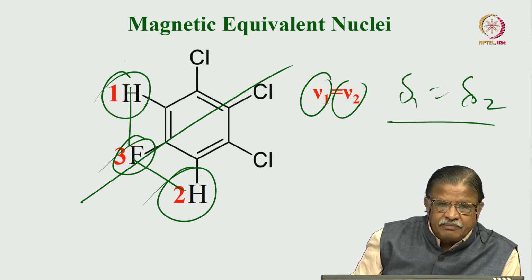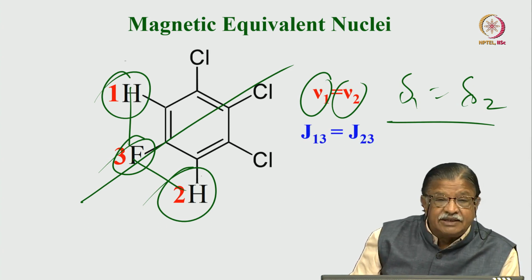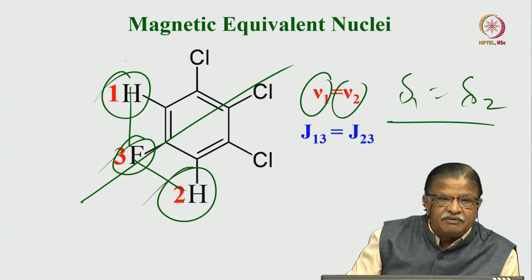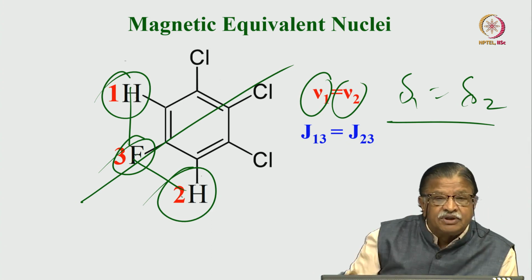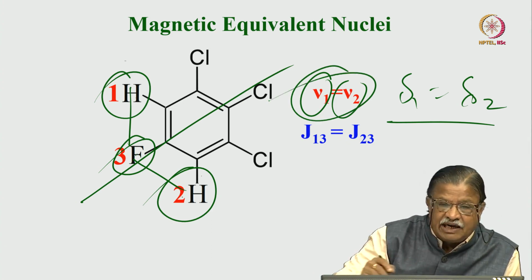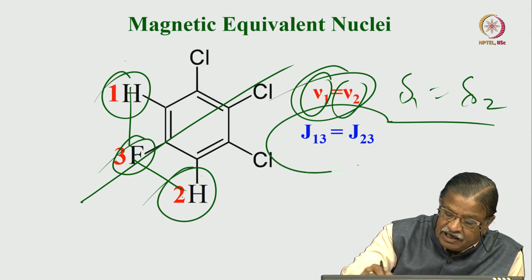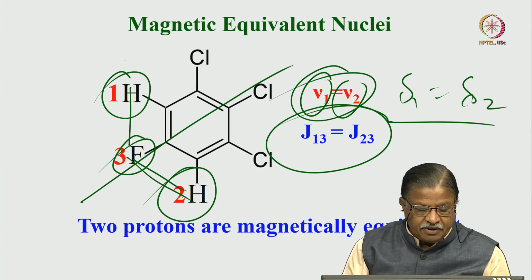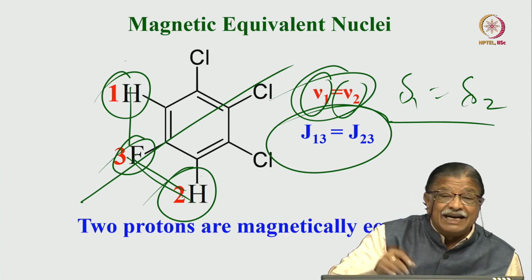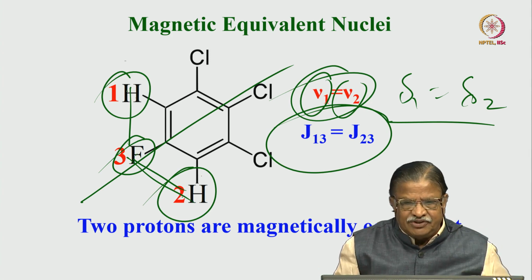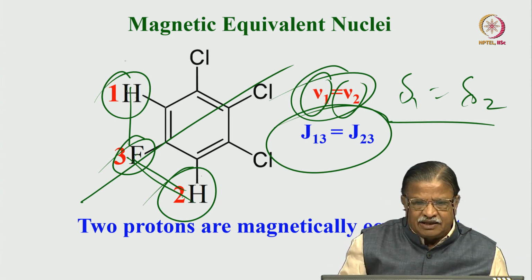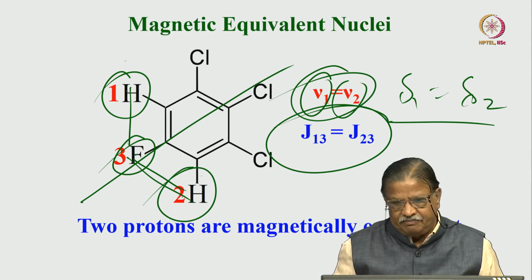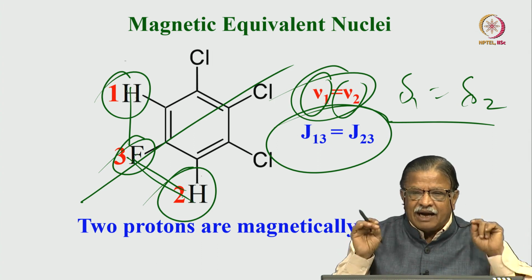It is possible. In which case J13 is also equal to J23 in this molecule because it is a perfect symmetry. The 1,3 coupling is also equal to 2,3. Not only are the chemical shifts the same, delta 1 equal to delta 2, J13 is also equal to J23. That means the 2 protons are magnetically equivalent. It satisfies the condition: they are not only chemically equivalent, they are also magnetically equivalent because the couplings are the same. So, this is the condition for magnetic equivalence.